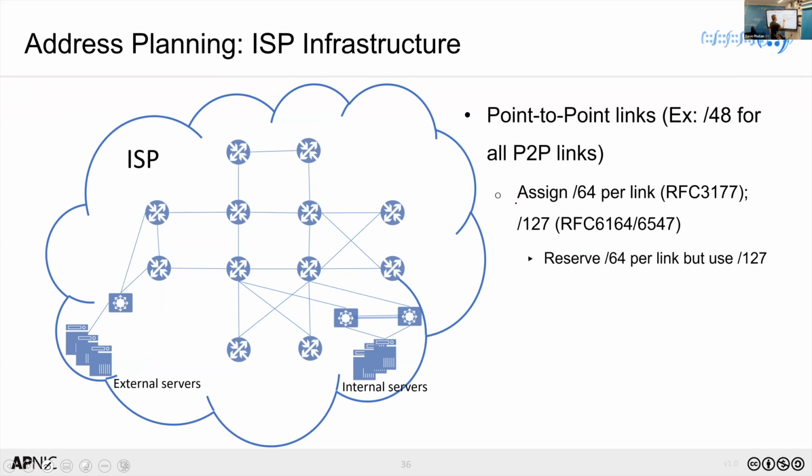But what we actually do, though, is we assign a /64 per link, but we use a /127 or a /126. The RFC says logically assign a /64, but use a /127. If you are using a routing platform that does not support that, use a /126. I have seen that being an issue. So the key thing is we're reserving a /64. We're only using 2 addresses out of the block.